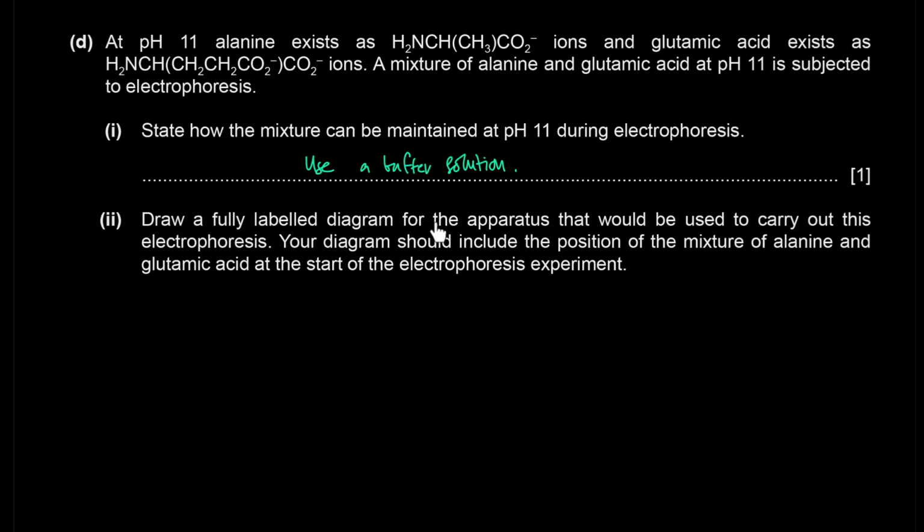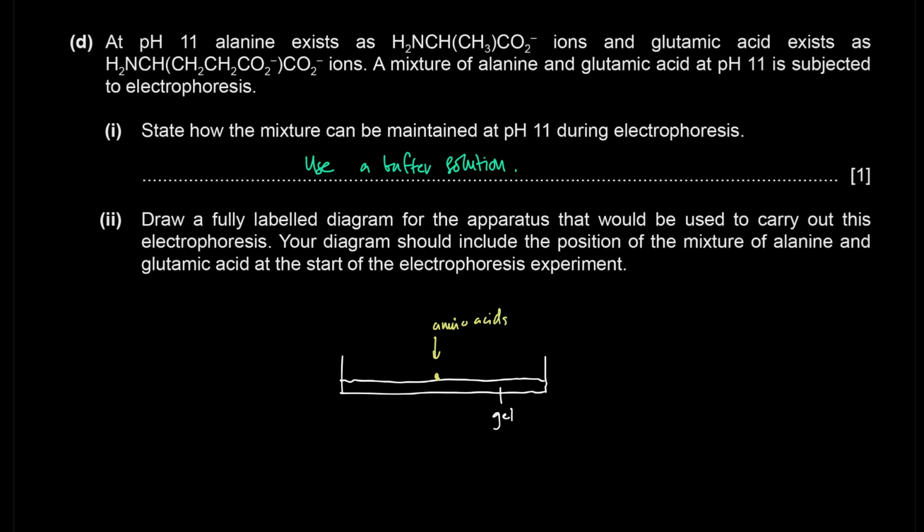Draw a fully labeled diagram for the apparatus that would be used to carry out this electrophoresis. Your diagram should include the position of the mixture of alanine and glutamic acid at the start of the experiment. So the very simple experimental setup for electrophoresis would look like this. You have a container, and the container is filled with gel, or you can use paper. We're just going to use a gel over here, and we're going to place a sample of amino acids in the middle.